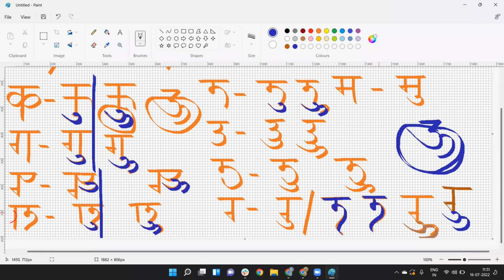And mostly you will see ru written like how I've shown it in blue color. This way you don't find in the texts more. The blue color one is used more.